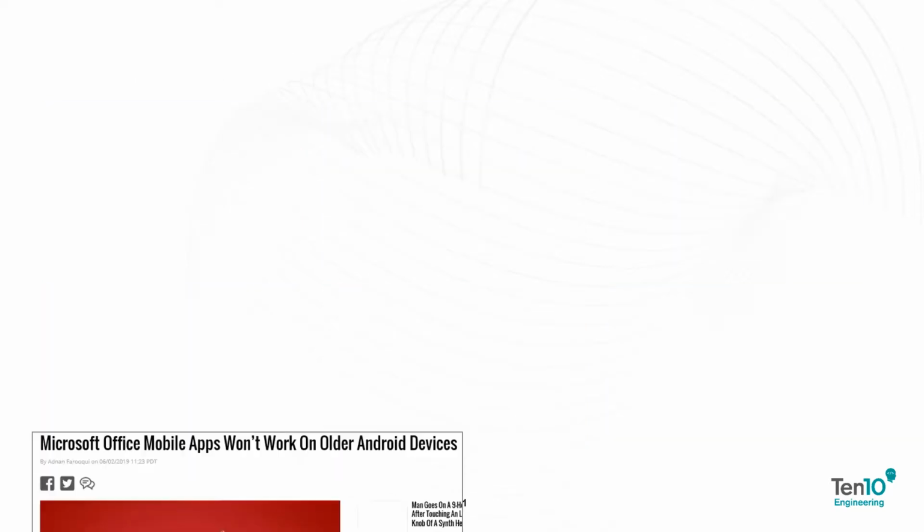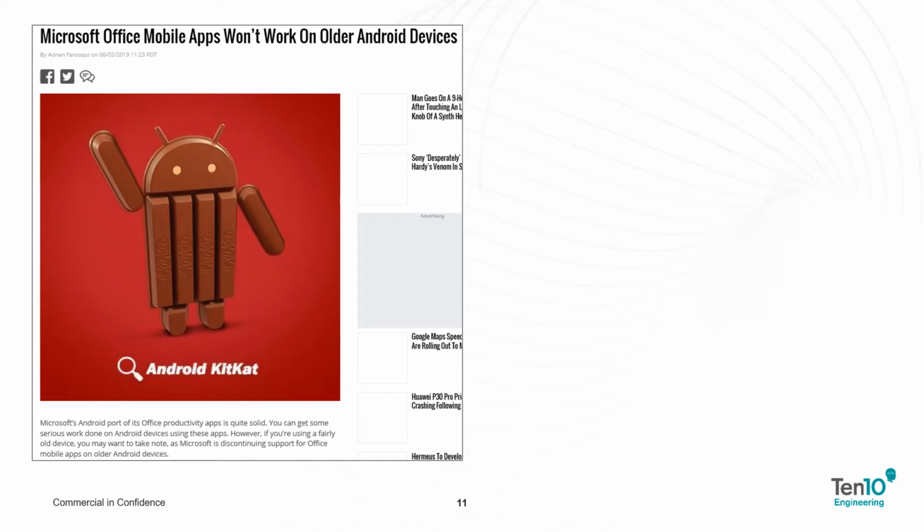So what are the implications of not testing? Here are some companies that have been in the news recently. Microsoft are discontinuing support for Office mobile apps on older Android devices such as KitKat and Lollipop. This support finishes in June.